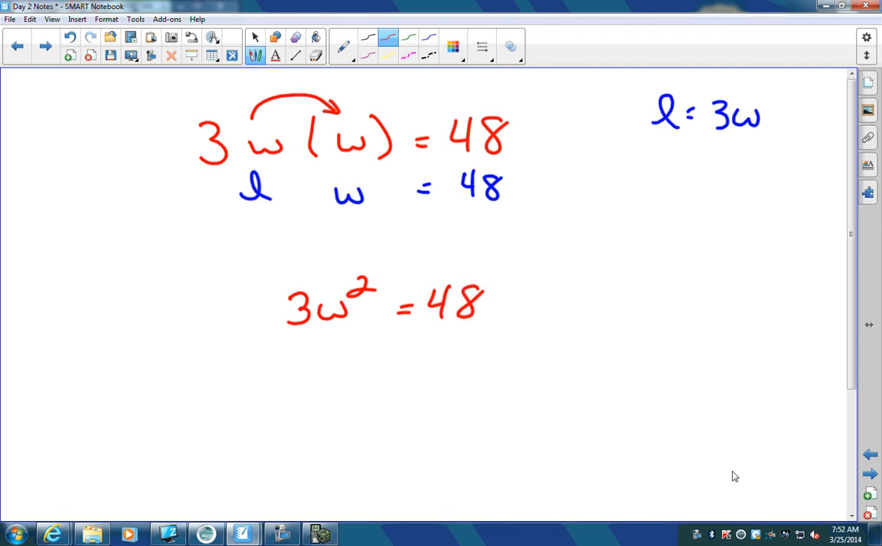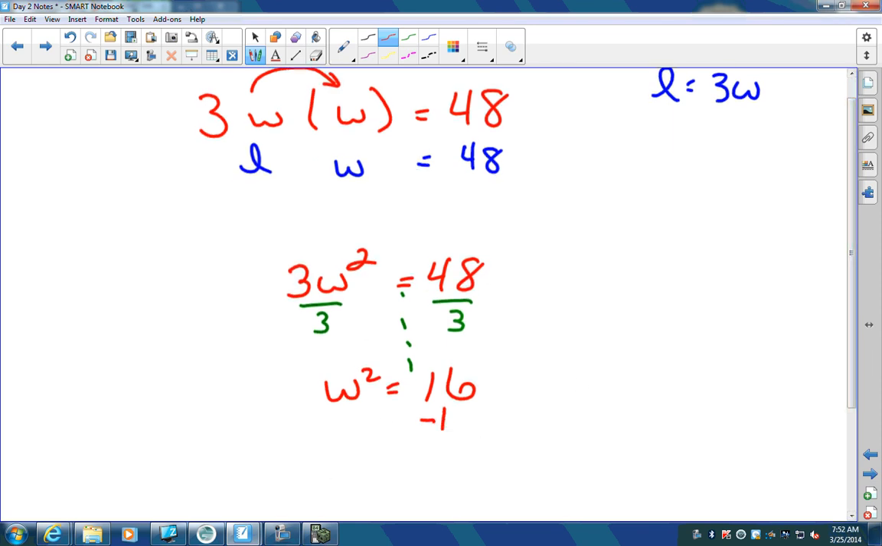Now, I told you the easiest thing to do on these, let's divide out the 3. Let's get rid of that. So I'm going to divide by 3. W squared equals 16. So now we just do the same thing. Subtract 16 from each side. I'll move it up here. W squared minus 16 equals 0.